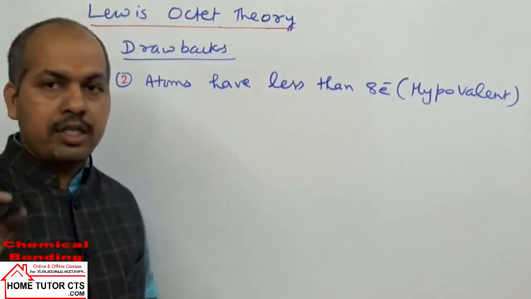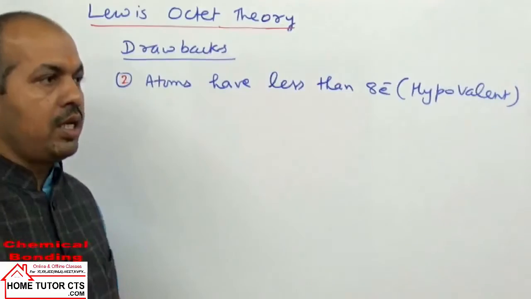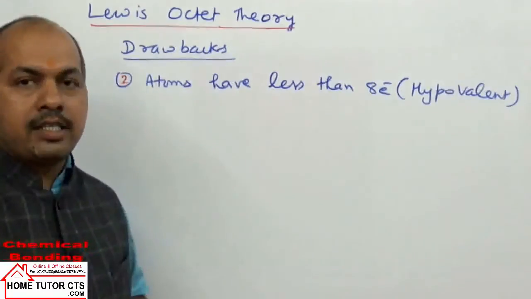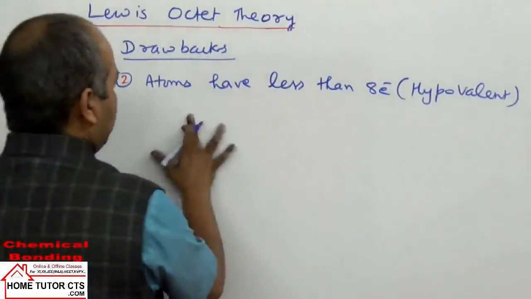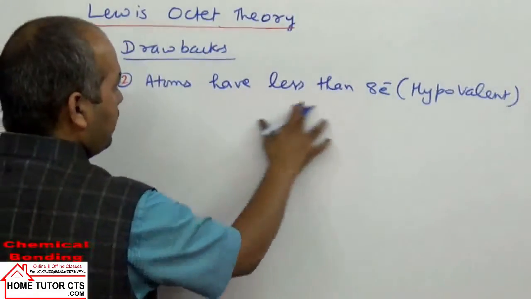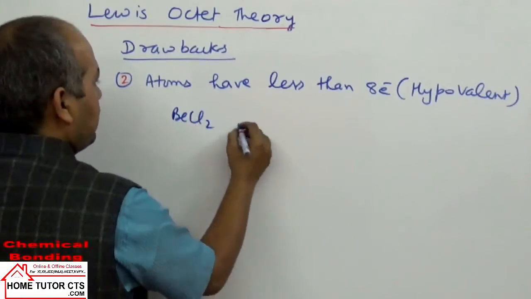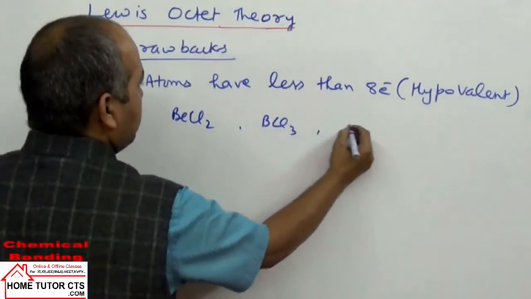In the exam you get a question on selection of hypovalent and hypervalent. So hyper means more than 8 electrons. Hypovalent means atoms having less than 8 electrons. An example of atoms having less than 8 electrons: BeCl2, BCl3, BF3.